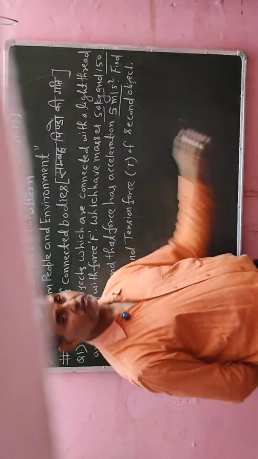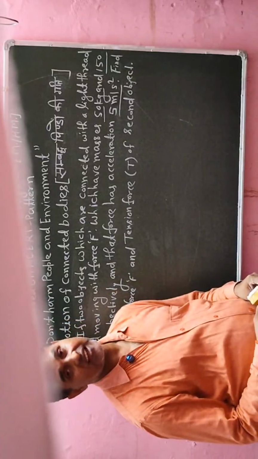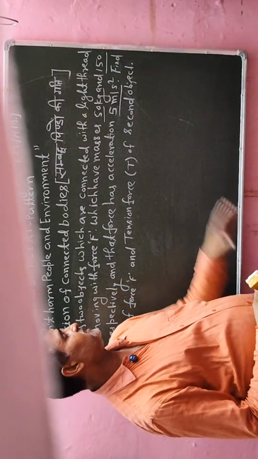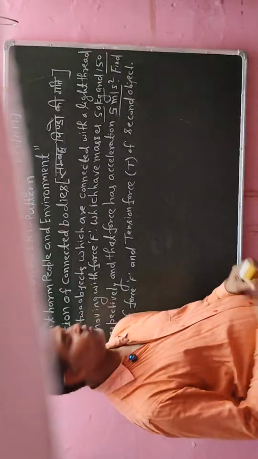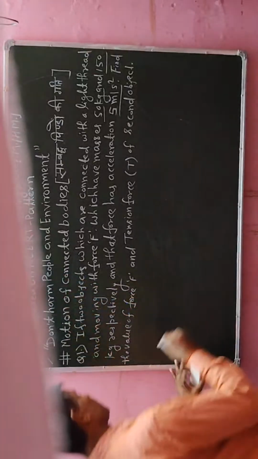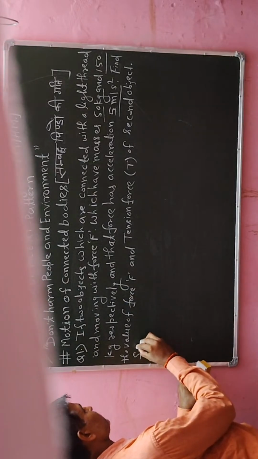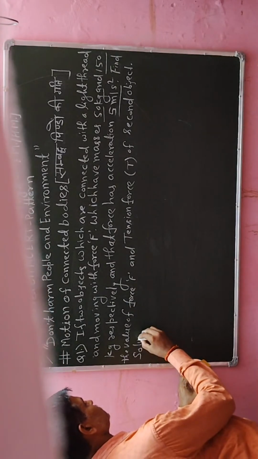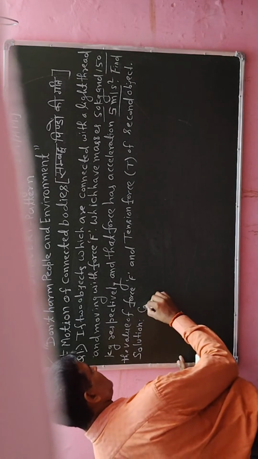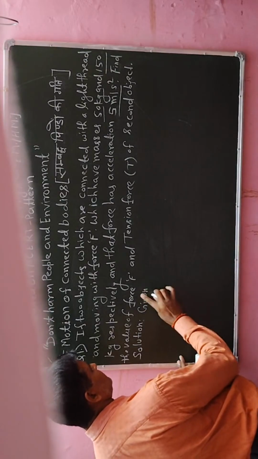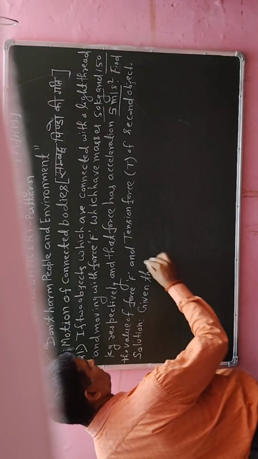the tension force of the second object. Now first of all I will draw its diagram, and after drawing its diagram I will calculate the resultant force and also the tension force. So concentrate here, and first of all you have to approach in this way. First of all you have to write Solution, and then you have to write Given. These pieces of information you have to write from the question.